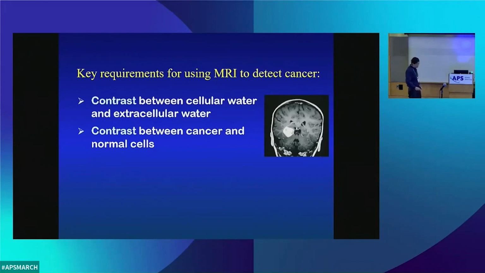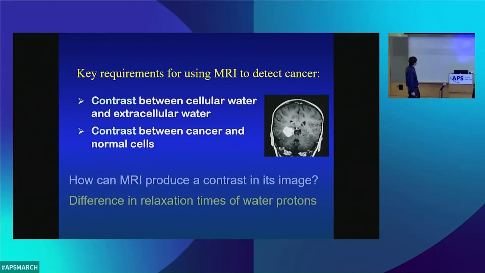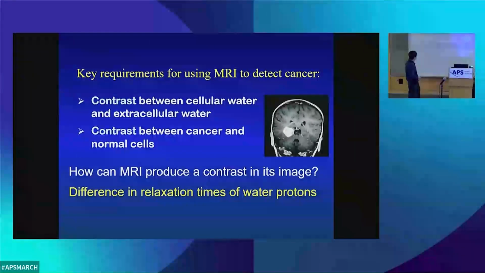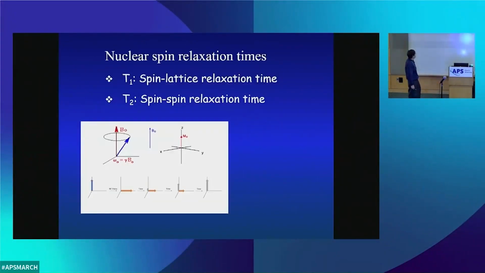Now, the key requirement during our early development, the key question, was how to provide the contrast between the intracellular water and the extracellular water. And also, we tried to find out how to provide a contrast between the cancer cell and the normal cell. This was the very early challenge. So how can nuclear magnetic resonance produce a contrast in this image? This is really based on the difference in the relaxation time of the water proton.